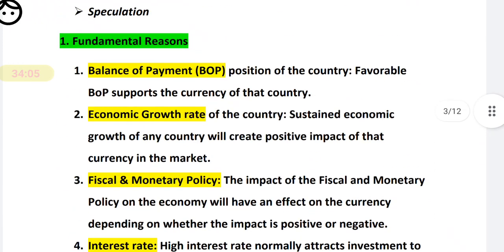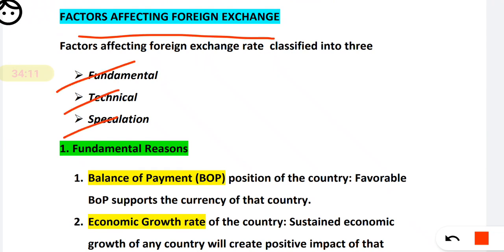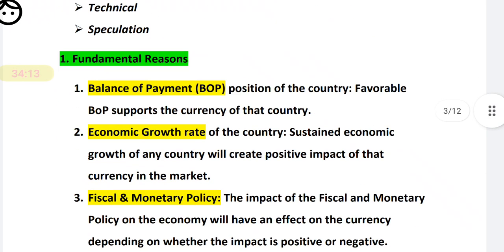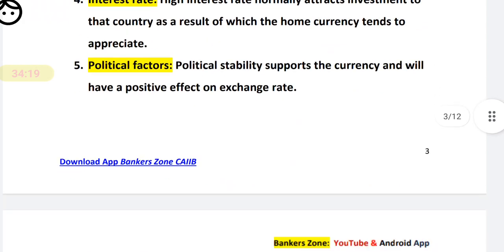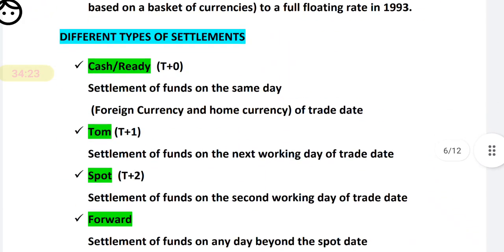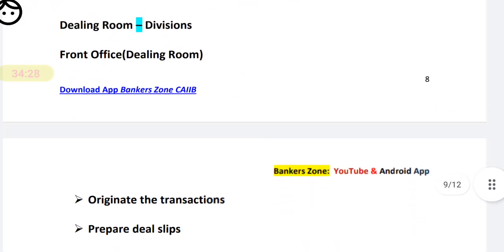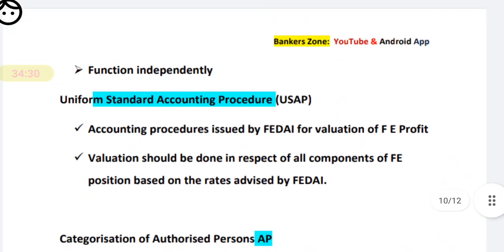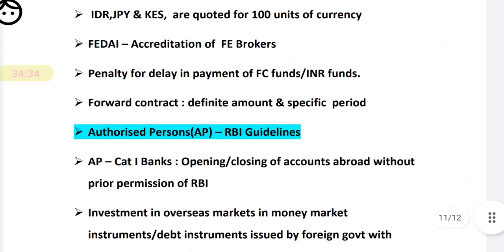So I repeat, what we have discussed is the factors affecting the foreign exchange. Fundamental, technical and speculation we have discussed. Fundamental factors: balance of payment, economic growth, fiscal and monetary policy, interest rate and the political factors. Now friends, here we will stop in this video. We'll obviously continue the discussion in the next lecture, which will be very important. In that we have to discuss the direct rate, indirect rate, and how to adjust the margin, discount, premium, right? That we are to discuss.